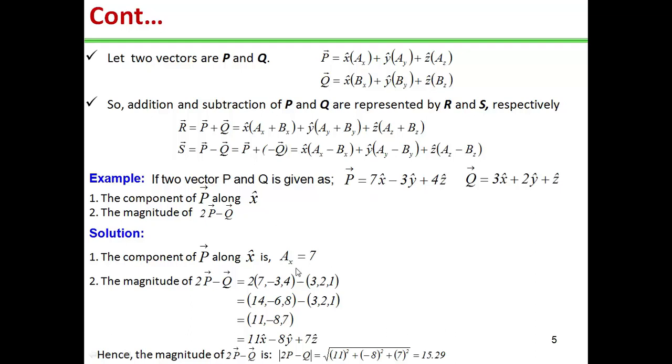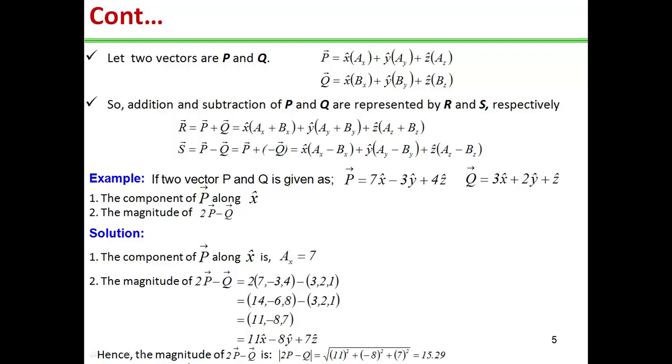So the component of p along the x direction is ax equal to 7. Now we have to find the magnitude of 2p minus q. As I said earlier, components in the same direction are always manipulated together. The magnitude of 2p minus q can be written as 2 multiplied by vector p minus vector q component. After solving this, we get 11x cap minus 8y cap plus 7z cap.